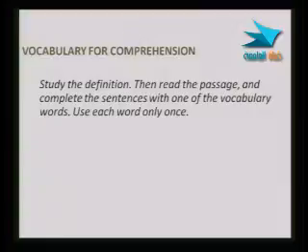We have studied the definition, then read the passage and complete the statements with one of the vocabulary words. Use each word only once. So each word you just use only one time. Which means that we have maybe how many words? 1, 2, 3, 4, 5, 6, 7, 8, 9, 10, 11, 12. So we have around 12 words. Try to use each one in a sentence just to make sure that you understand the meaning.